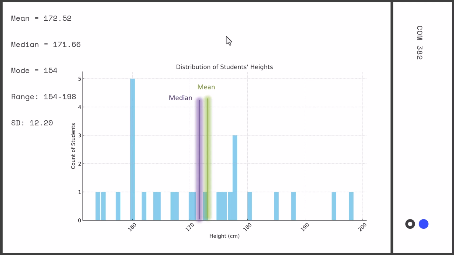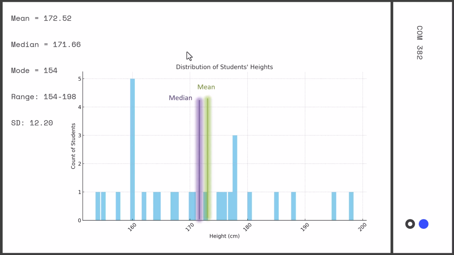This 12.2 standard deviation tells us how spread out or how different the heights are around the average height of the class. So a standard deviation of 12.2 centimeters means that most people in our class are within about 12.2 centimeters of the average height. So the average height was 172. Most people are within 12 centimeters of that, and you can see that visually.